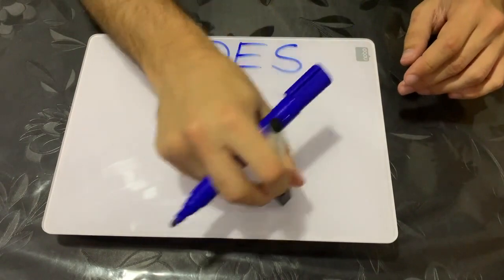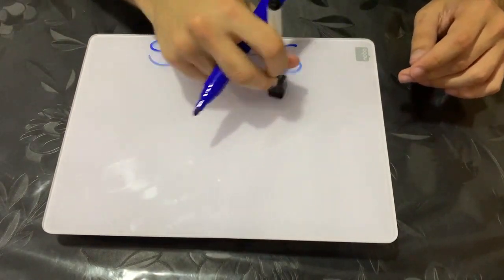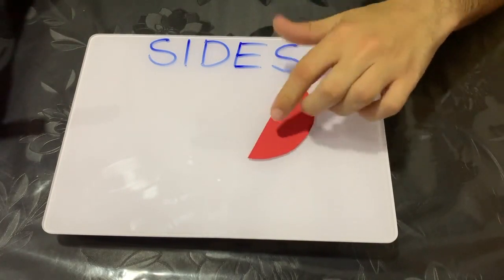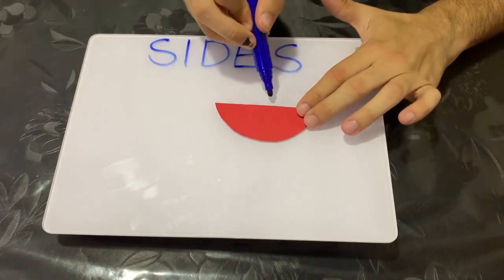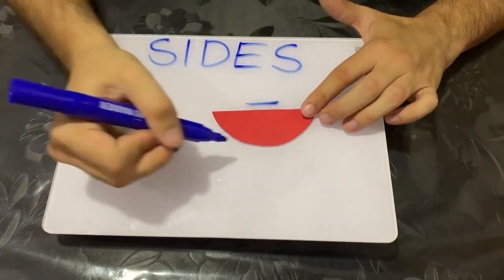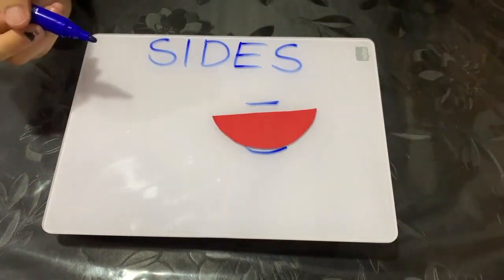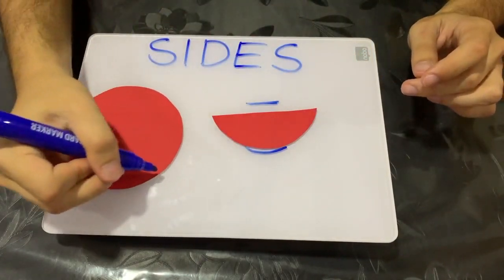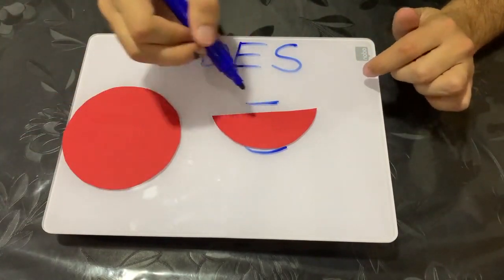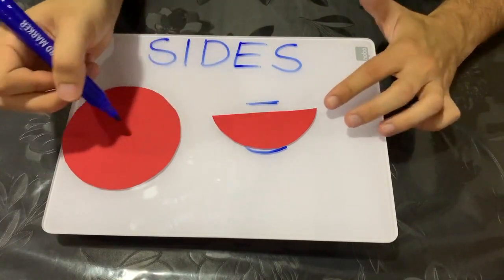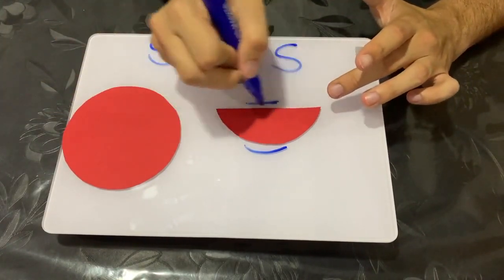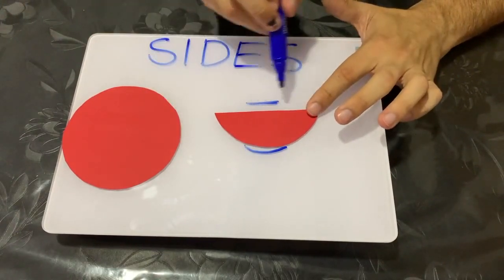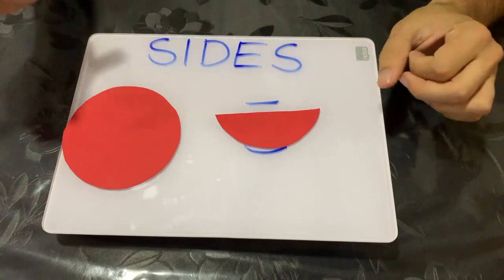Now let's look at one where the sides aren't the same. So we've got here a semicircle. So we've got one straight line and we've got one curved line. If you compare it to the circle, which just has one line going all the way around, this one stops halfway through the circle. So it's half of a circle and it's got one curved side and one straight side, which means it has two sides.